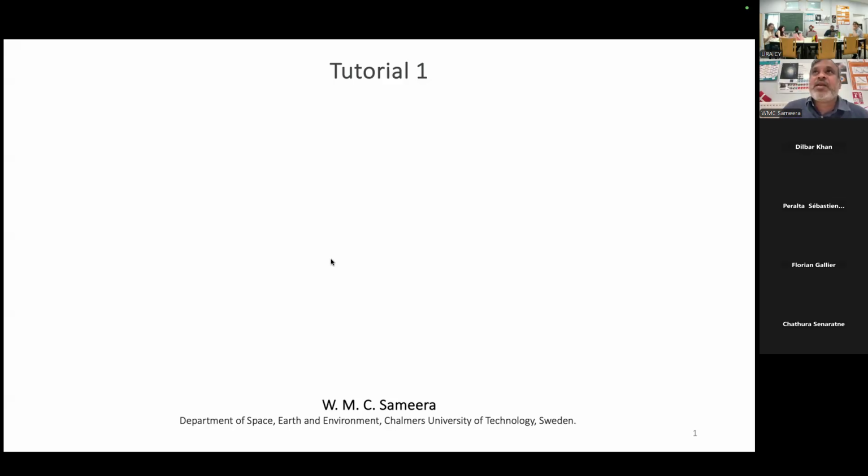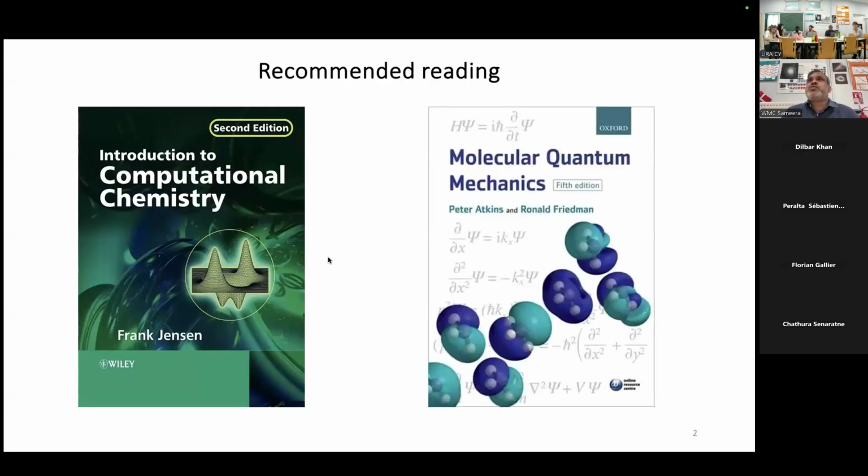Okay. All right. First, I want to highlight these two books. This book is Introduction to Computational Chemistry by Frank Jensen. It is very useful for learning computational chemistry if you are interested in the theoretical background. I don't have much time today to go through all the theory. Please use this as a reference, and this book is available online. You can download it for free.